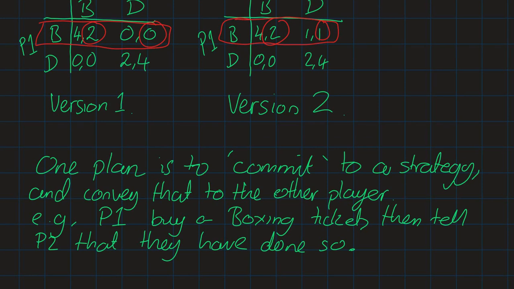But of course, this is a risky strategy, because if player 2 is also trying to do the same idea, player 2 maybe purchases a dance ticket, and then you end up at different locations, and you are not as happy as you could be. Okay? So this is the Battle of the Sexes. That's the end of this video.